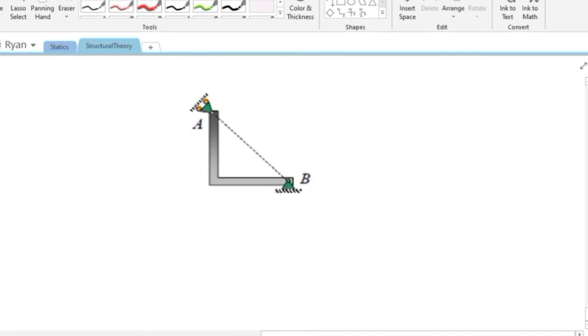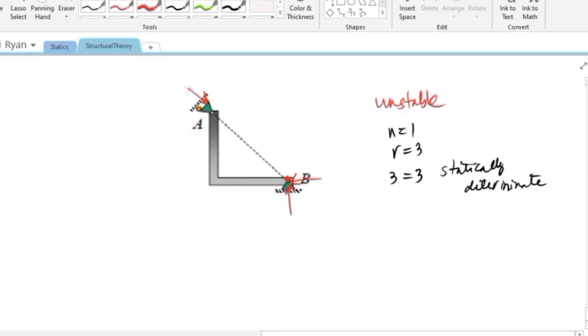For this, makikita natin that we have one reaction here at the roller, and we have 2 reactions here at point B. So since they are concurrent sa point na to, meaning that is unstable. Kung i-check natin yung determinacy natin, and that would give us n is equal to 1 and r is equal to 3. So 3 is equal to 3, meaning this is statically determinate.